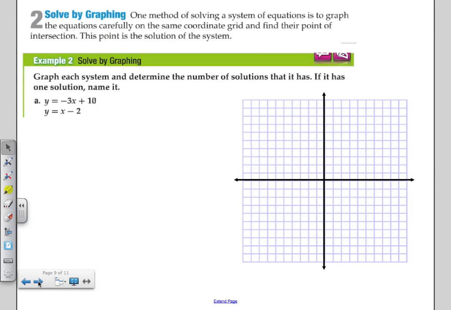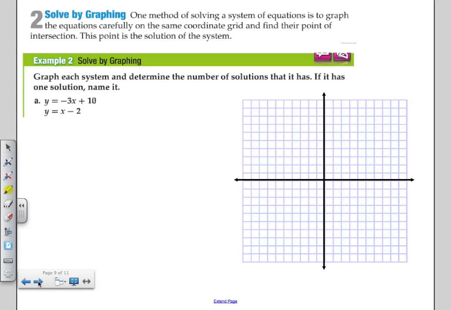Solve by graphing. One method of solving a system of equations is to graph it. This is why rulers are important, guys. Accuracy is important on these, okay? Because if you carefully graph it, you can find the point of intersection, and that will be your solution. So let's try this. Graph each system.